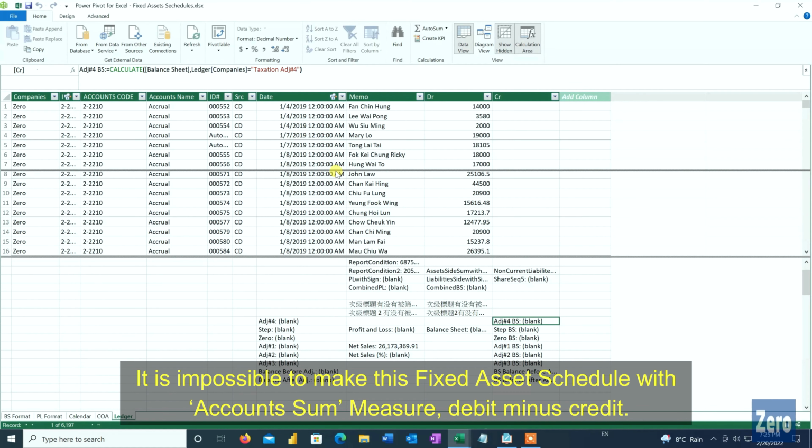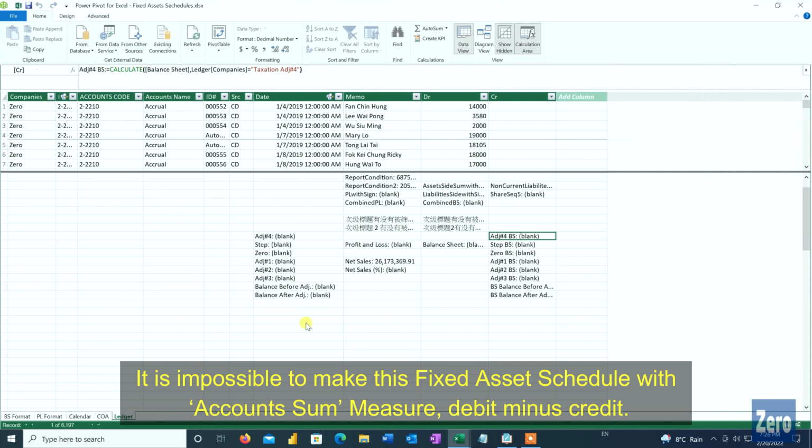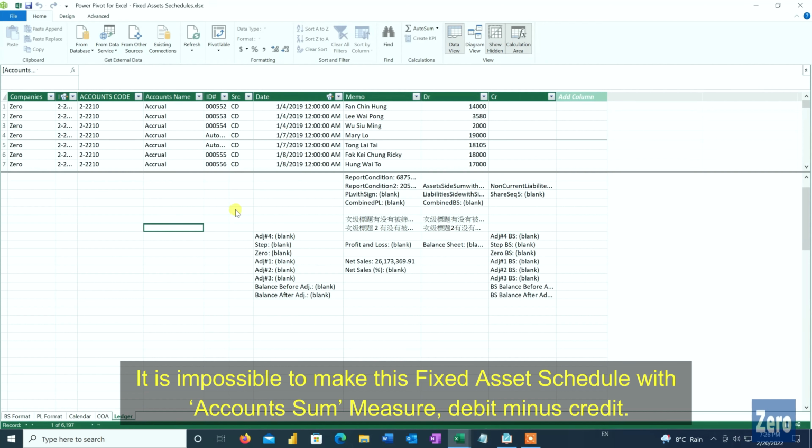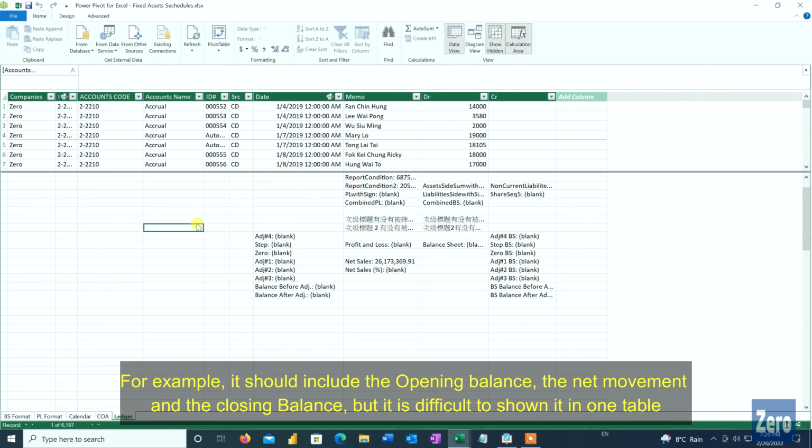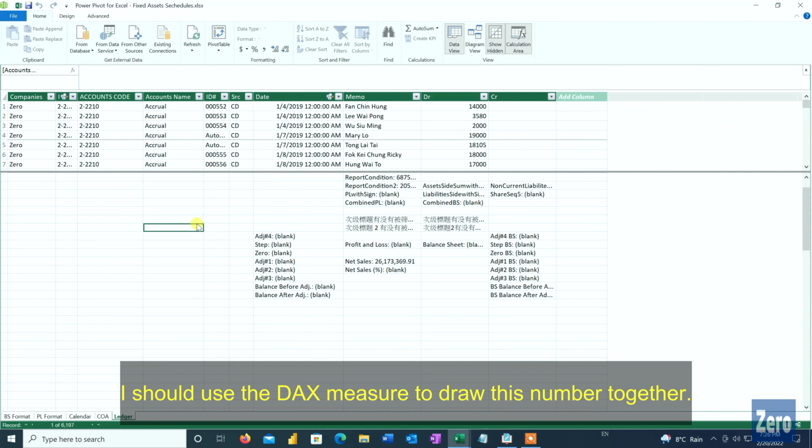It is impossible to make this fixed asset schedule with the account sum measure, debit minus credit. For example, it should include the opening balance, the net movement, and the closing balance, but it is difficult to show it in one table. I should use the DAX measure to draw these numbers together.